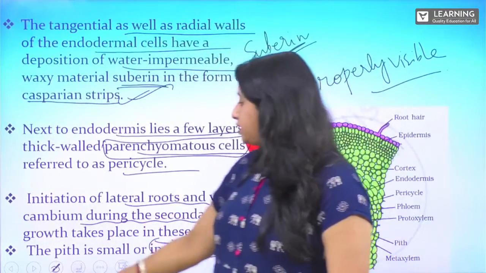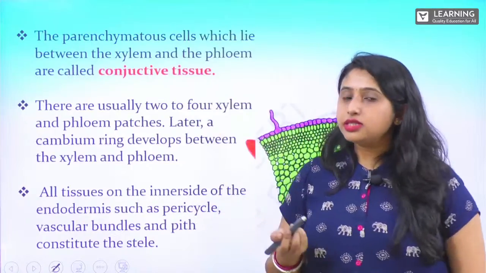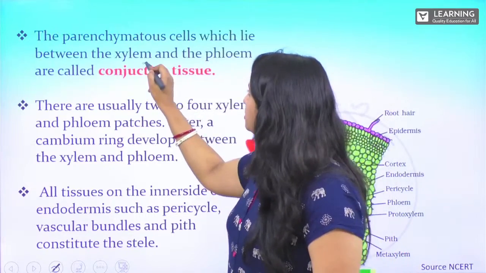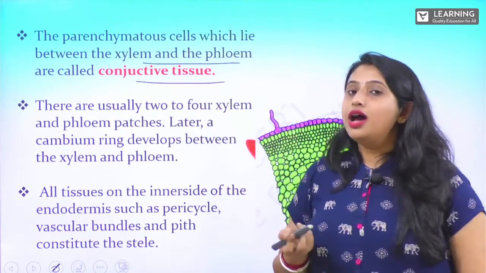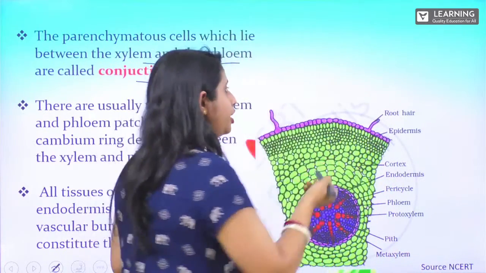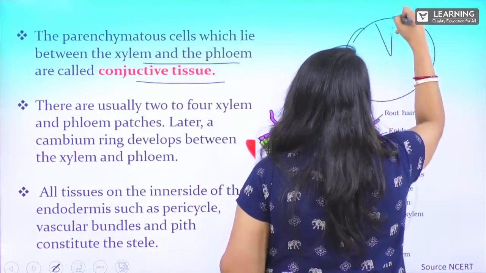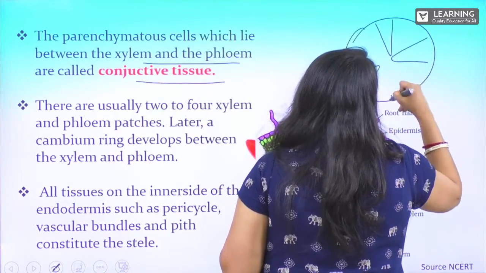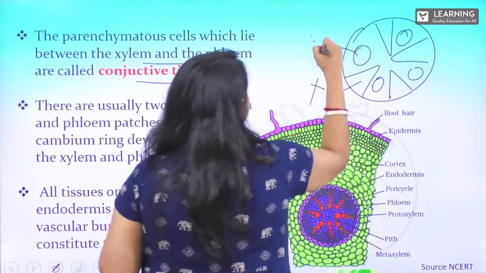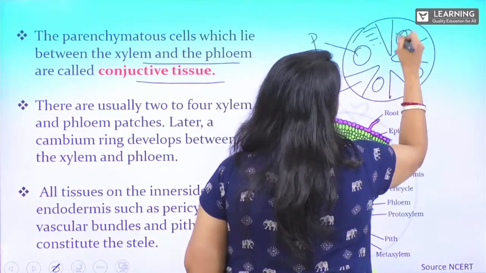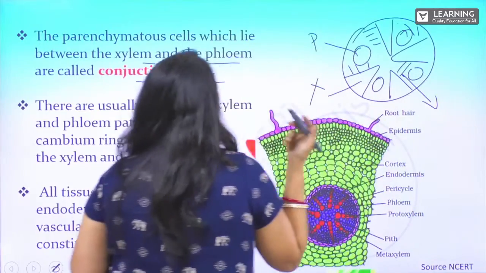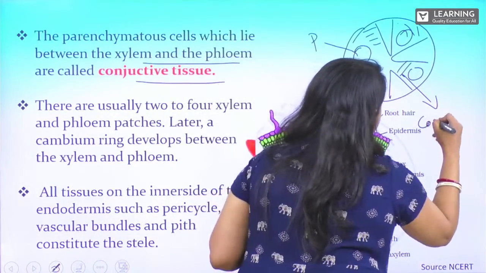Next, let us see some more characteristics of dicot roots. Here you can see the parenchyma cells which lie between the xylem and the phloem are called conjunctive tissues. If this is the xylem and these are the phloem, some cells will lie in between. These cells or tissues are known as conjunctive tissues.